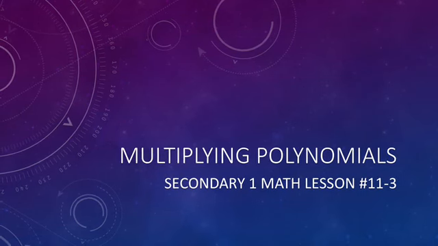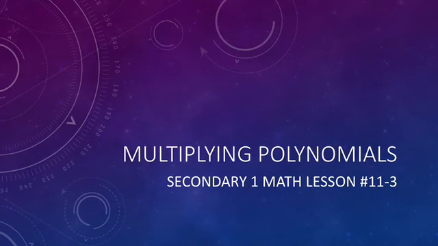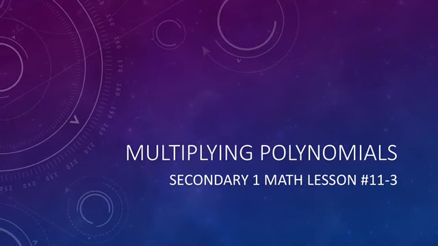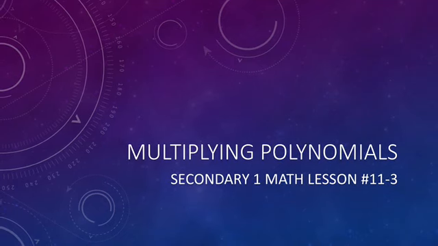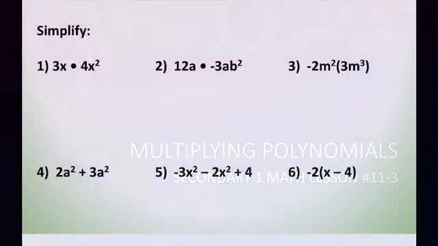This is Secondary 1 Math Lesson number 11-3, Part 1. This is reviewing some things that you've learned before as far as combining like terms and multiplying. We'll also be using our rules for exponents, what we have just been reviewing.